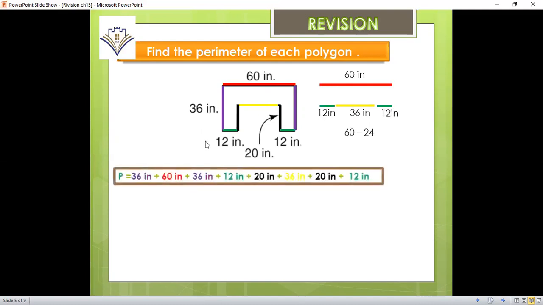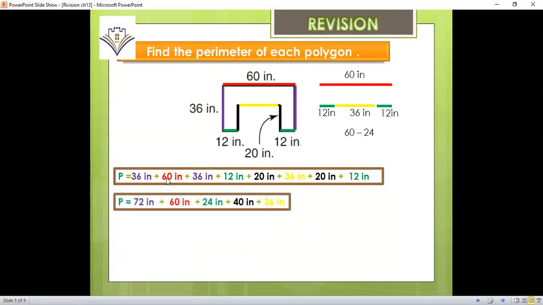Now the perimeter is equal to 36 plus 60 plus 36 plus 12 plus 20 plus 36 plus 20 plus 12 inch. Then 36 inch and 36 inch together equal 72 inch, plus 60, 12 inch and 12 inch equal 24 inches, 20 inch and 20 inch equal 40, plus 36. Then the answer will be 232 inches.